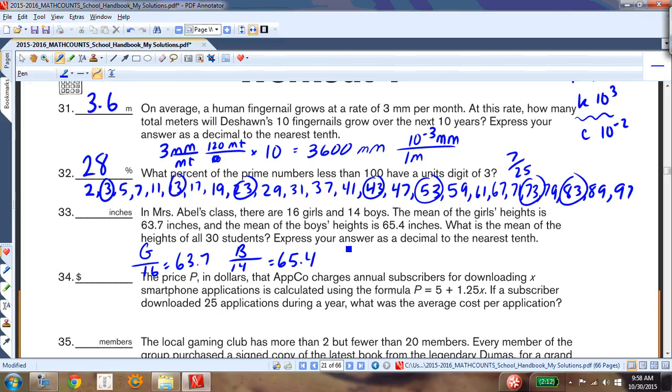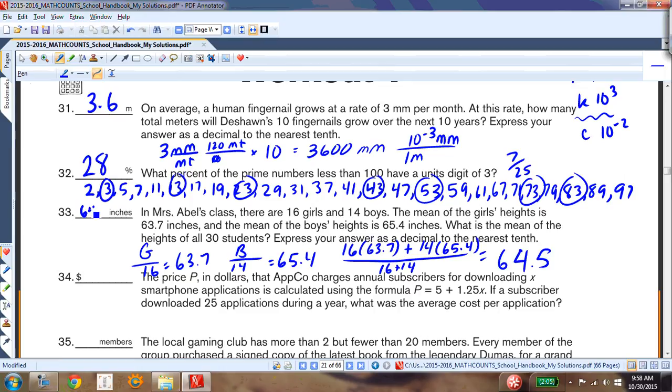G is equal to 16 times 63.7. I'm going to add that to B, which is going to be 14 times 65.4, and divide that by the total number, which is 16 plus 14, or 30, and then that gives me the mean of the heights, or the average of the heights of all 30 students, which is going to be 64.5. So 64.5 inches.